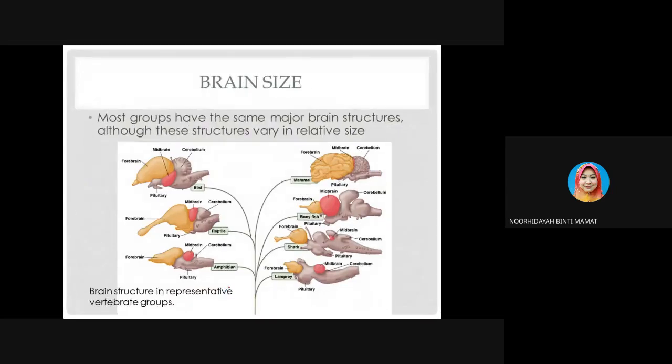So, brain size. Most groups have the same major brain structures: they have the forebrain, the midbrain, and the hindbrain. Although the structures vary in relative size. Even though they have the same brain structure, they vary in size. You can see from this figure the brain structure in representative vertebrate groups. For example, mammals have a very big forebrain but a very small midbrain. This is the hindbrain. Bony fish have roughly the same size for the three structures of the brain.